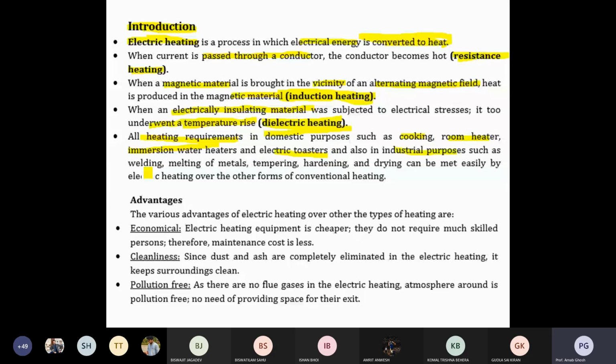Okay. The next point is pollution free, as there are no flue gases. Okay, no flue gases, the electric heating. So the atmosphere around is pollution free. No need to provide space for their exit. Okay, so pollution free.